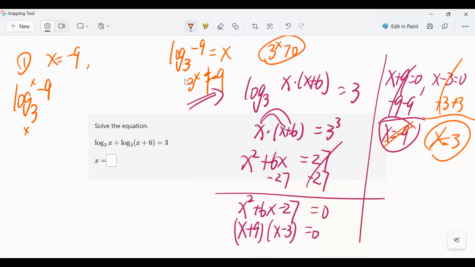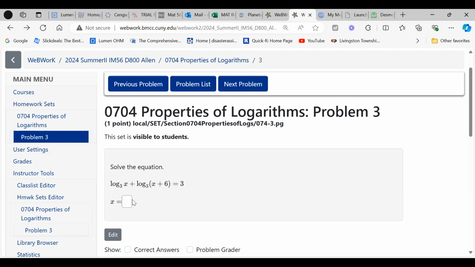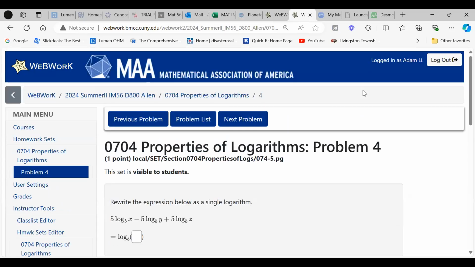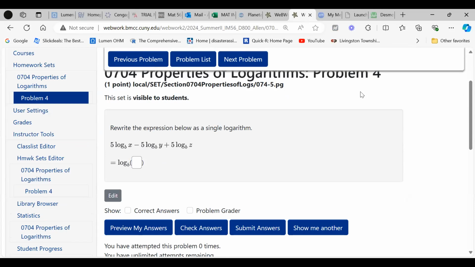That's the reason a negative number doesn't work. The same thing for the other one. You put in -9, you get log 3 of a negative number, and this is not okay. So this is basically an invalid solution, so get rid of it. So the answer is just going to be 3. Any question about this? Check it. That's good. All right, so this is like condensing the logarithm expression.